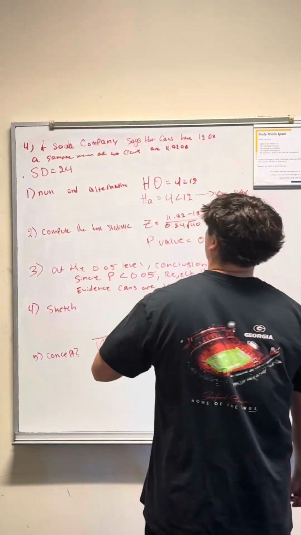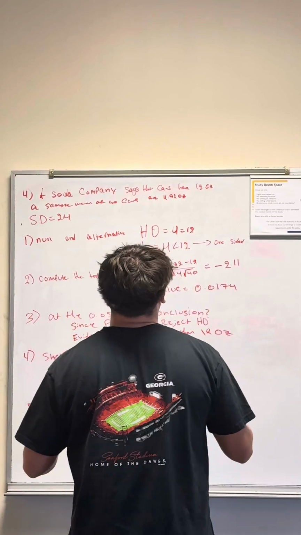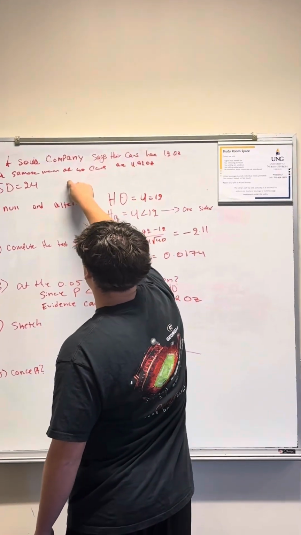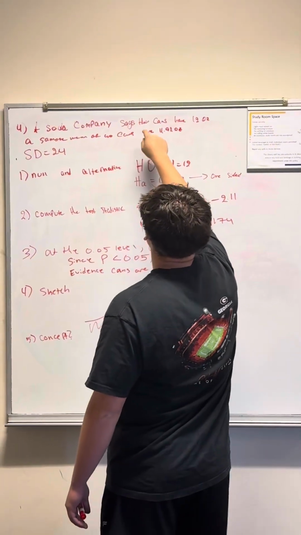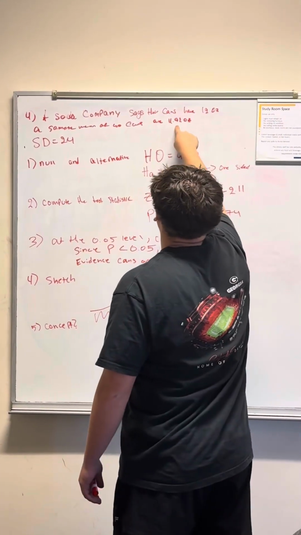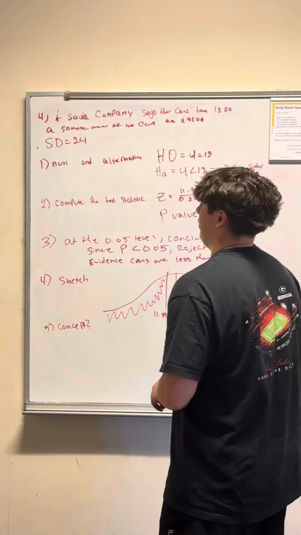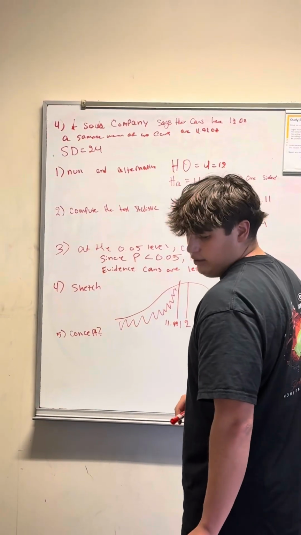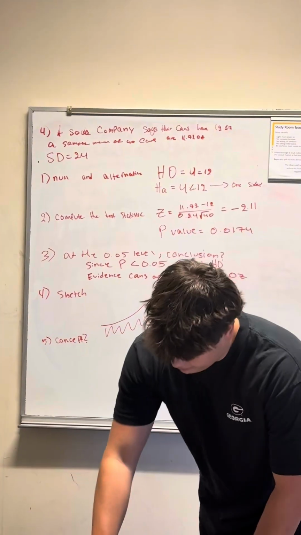All right, so problem number 4 says the soda company says their cans have 12 fluid ounces, and a sample mean of 40 cans are 11.92 ounces with a standard deviation of 0.24. All right, so for number 1, we're going to have to find the null and the alternative hypotheses.